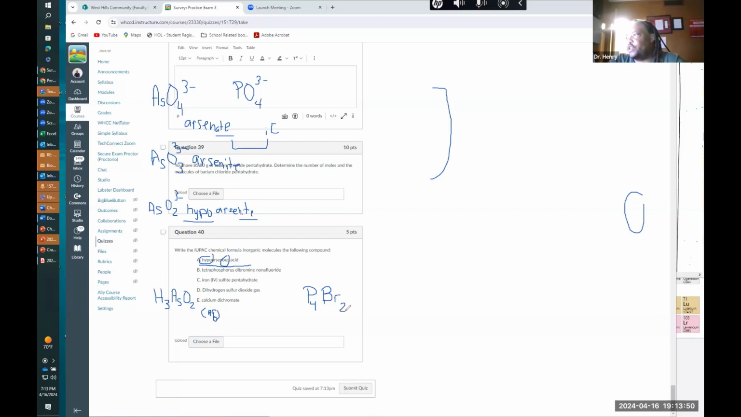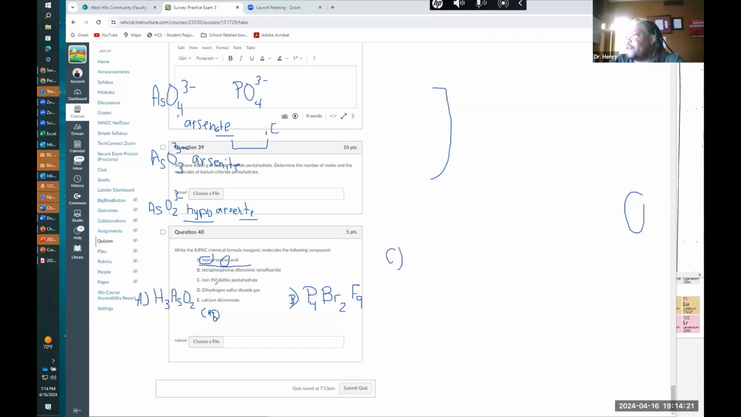And then it says nona fluoride. 9 F. Is it F out or F? I get confused with that one all the time. A lot of people make that mistake. So it's F. Okay. So then this was A. This is B.